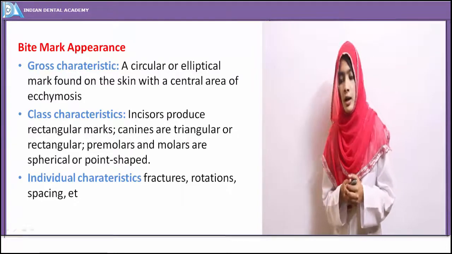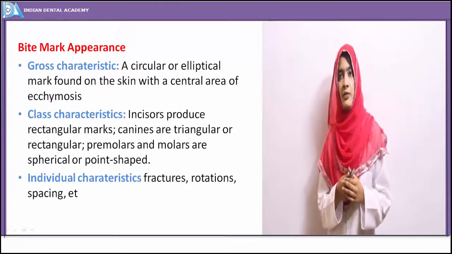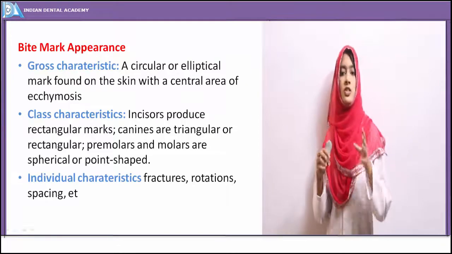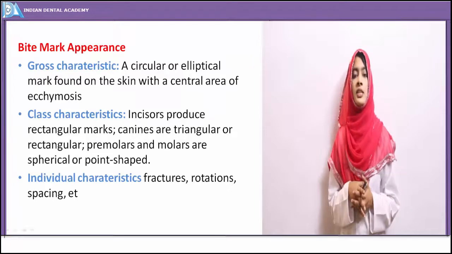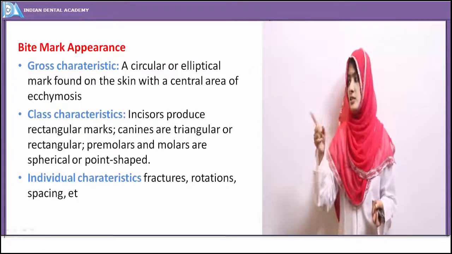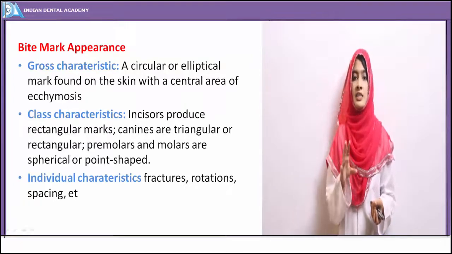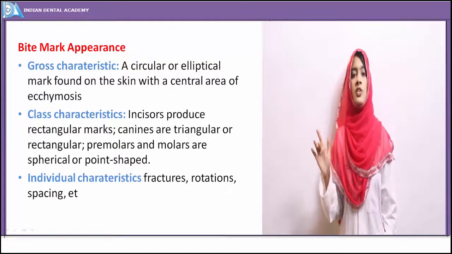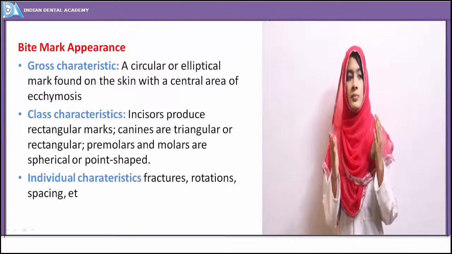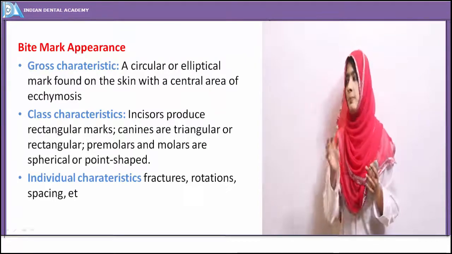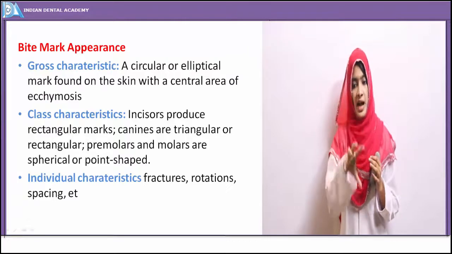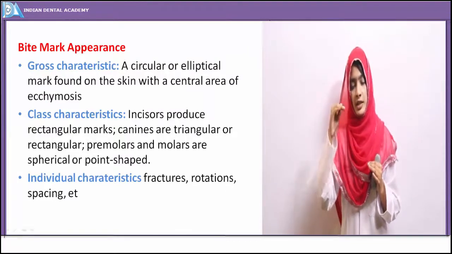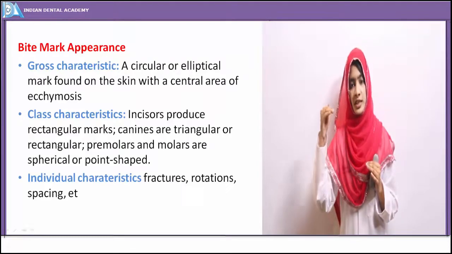Initially the visual examination is done, and the appearance of the bite mark is seen. First you see the gross characteristics of the bite mark, that is, how the bite mark is appearing. Is it circular, is it elliptical, is there any ecchymosis on the skin, or any other deformity within the bite mark, like scrape marks and all. And the marks left, how are they appearing? We know that each tooth has a different structure, it leaves a different form of mark.